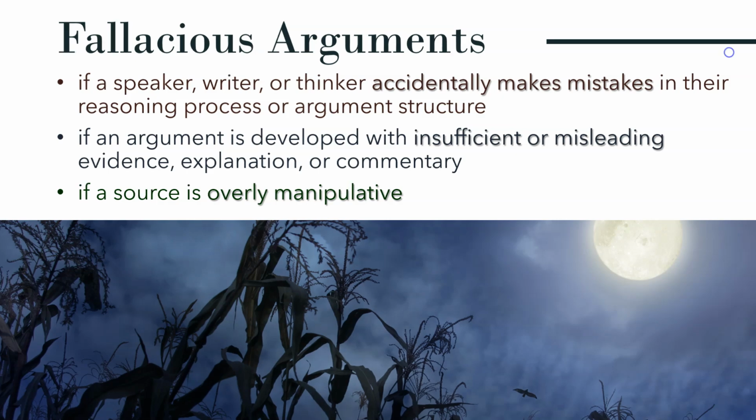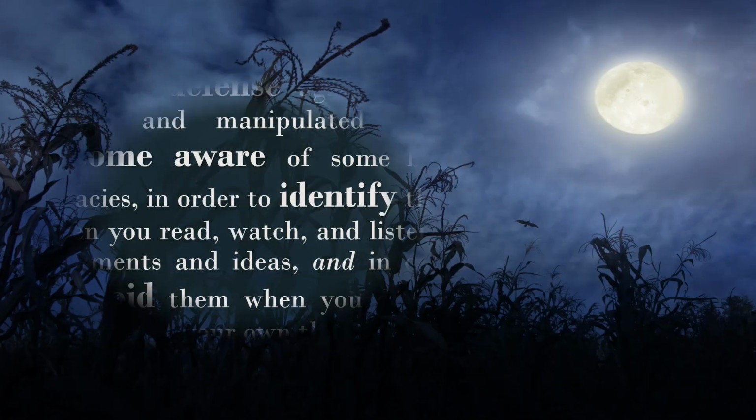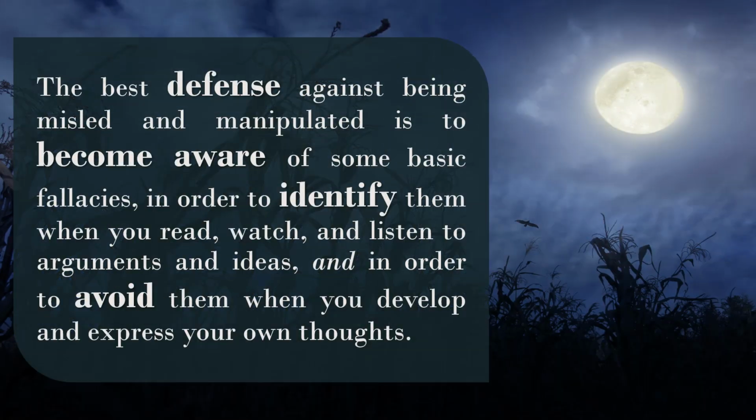Or if arguments include misleading and manipulative evidence, explanation, or commentary, if any source is overly manipulative, it is deemed to be fallacious. It's important to begin to recognize, identify, label, and evaluate fallacies of ethos, pathos, and logos, because the best defense against being misled or manipulated is to make ourselves aware of some of those common fallacies in order to really identify them when we read, watch, or listen to arguments and ideas, and importantly, to avoid them when we develop and express our own arguments, thoughts, and ideas.